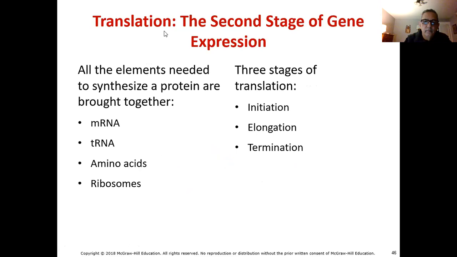Translation is then the second stage. You have the transcription for the three different RNAs. You need all of these, the message, the transfer, you need amino acids, you need the ribosomes. Translation has three steps, the initiation, the elongation, and then eventual termination of the process when it gets to a stop codon.